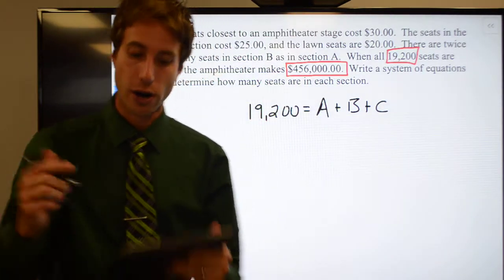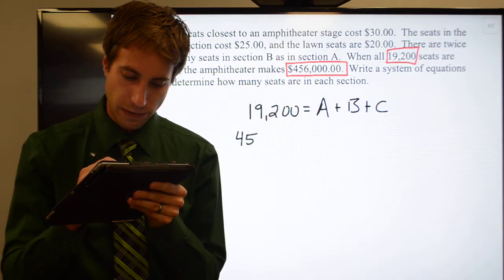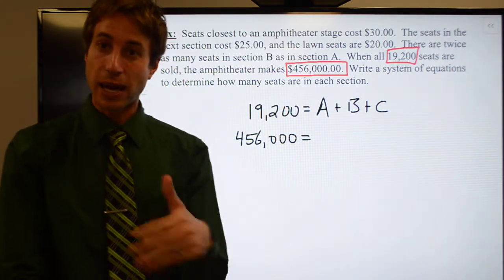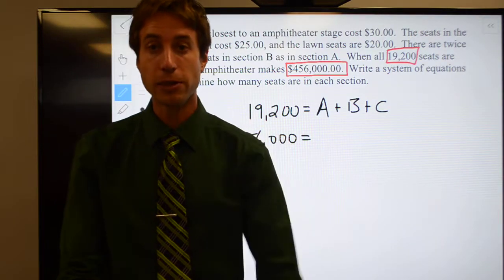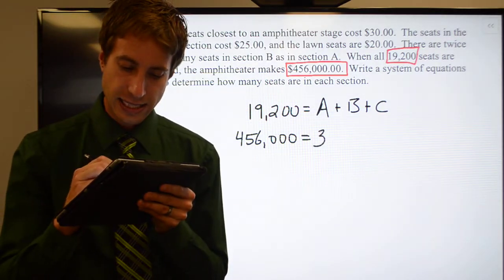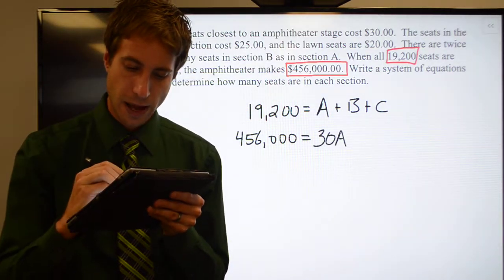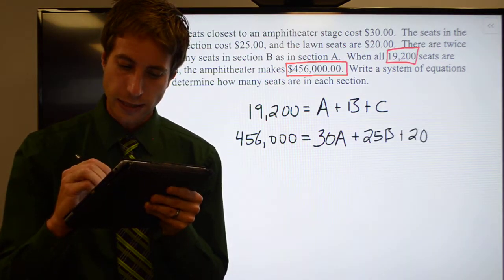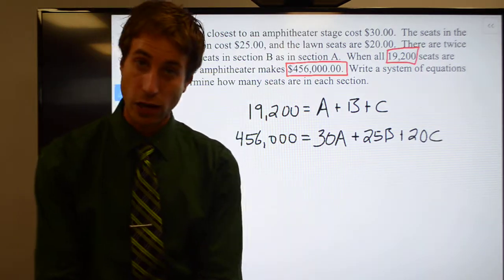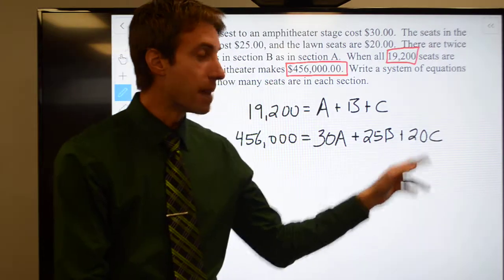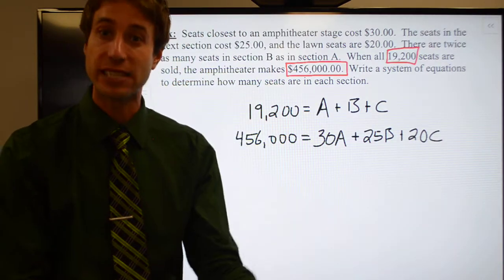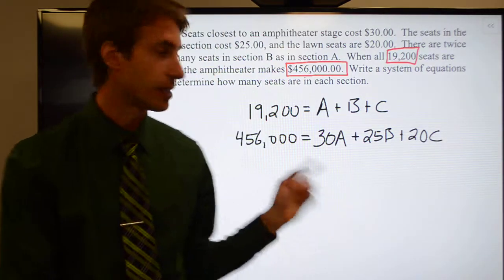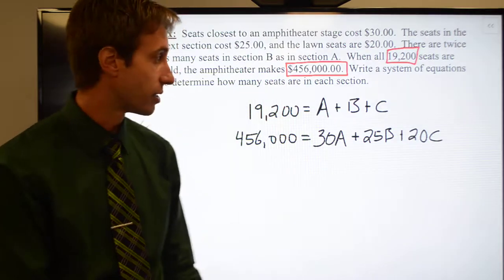Now, my next total is $456,000. Where does all that money come from? It comes from selling seats. So how much do they sell their seats for? The seats in Section A sell for $30. The seats in Section B sell for $25. And the seats in Section C all sell for $20. By adding up the amount of money they make per seat for every seat they sell, you get how much money they will make for that particular event. This is what they get if they sell all of their seats.